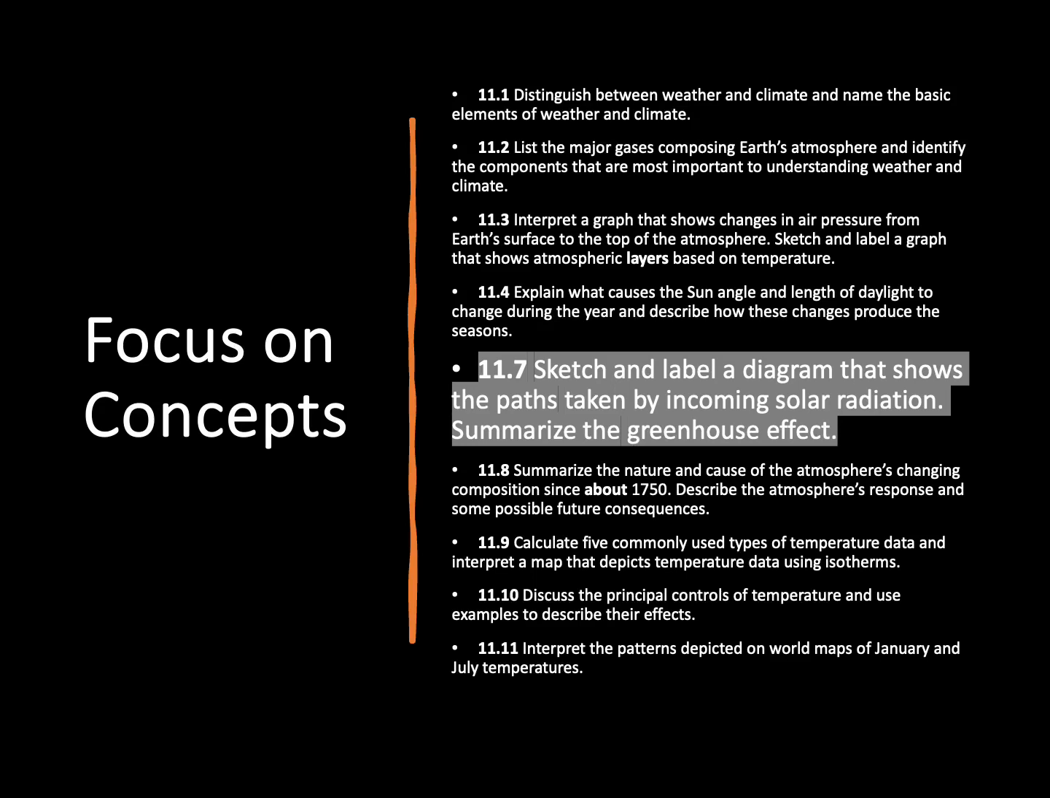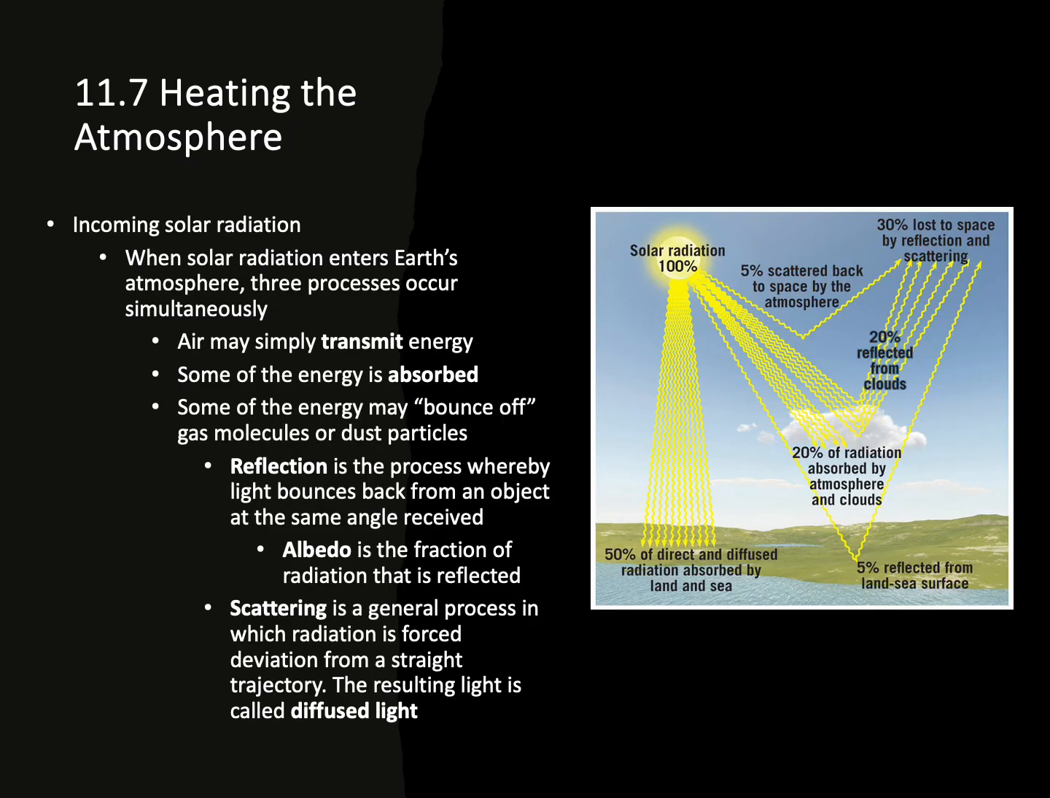This video is going to focus on what happens when solar radiation enters our atmosphere and the different paths that radiation can take. Solar radiation is both the light and the heat coming from the sun. And as we get the solar radiation entering our atmosphere, three possible things are going to happen.